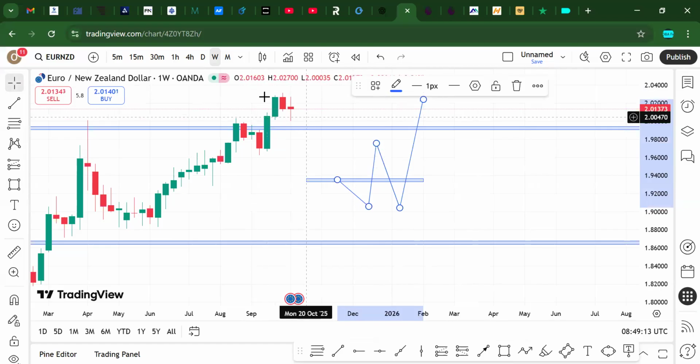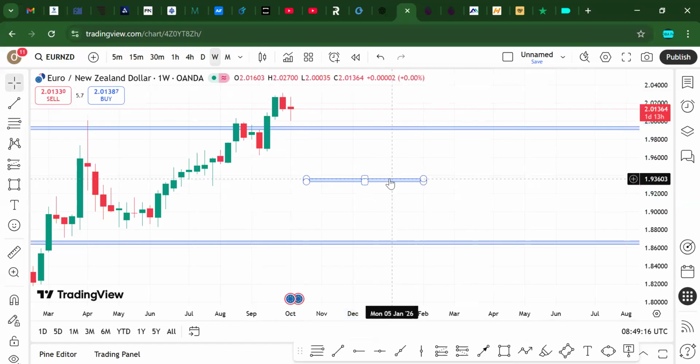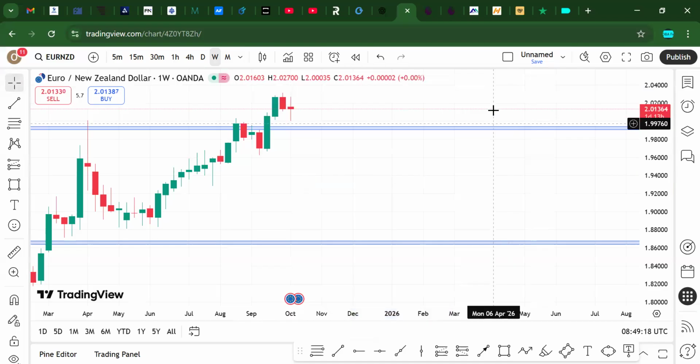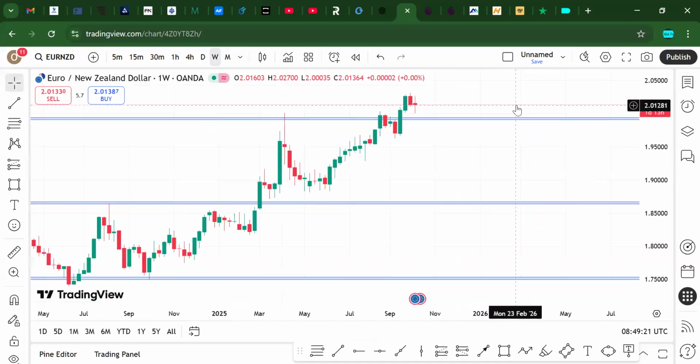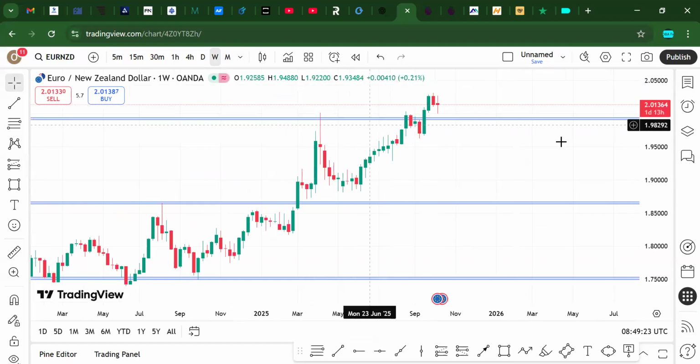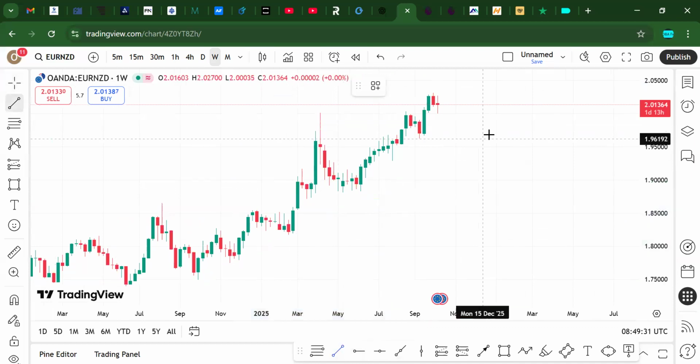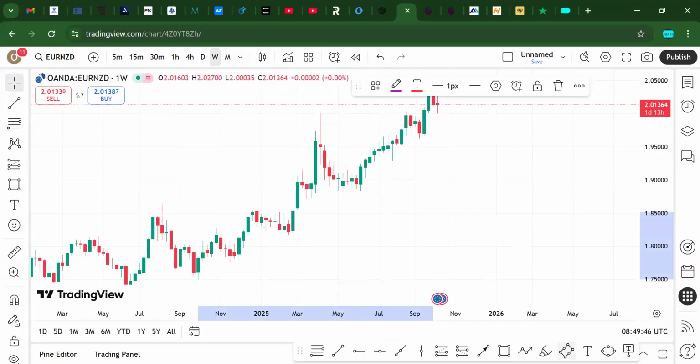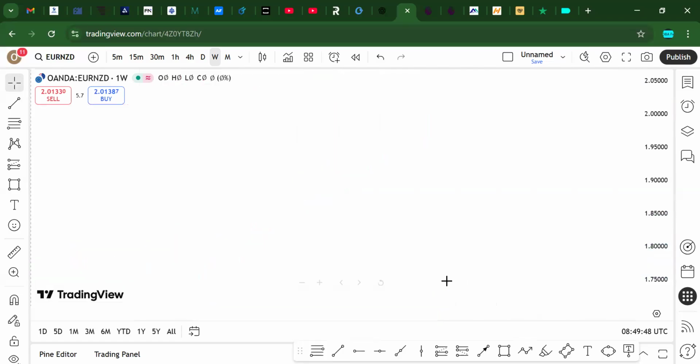So now, having seen this pattern and what we can do with it, it will be time for me to add my other tools that I use in trading this market. I already have my support and resistance zones. The next tools I use, for those that have been following me, would be my trend line and my support and resistance zone. So this would be the best time for me to add these tools to my chart.